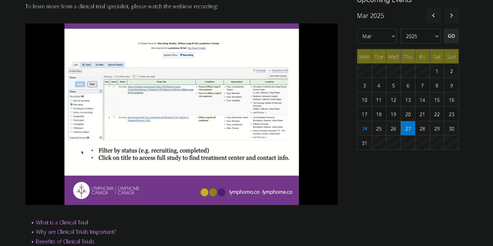So usually that will indicate the specific lymphoma subtype and also the drug that's being questioned for the clinical trial. And as soon as you click that blue title, you should be able to get all the access information on the website, which includes the locations of where you actually can find these clinical trials near you.